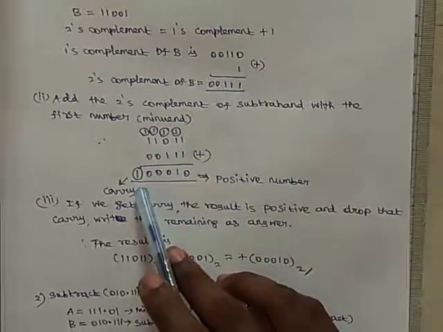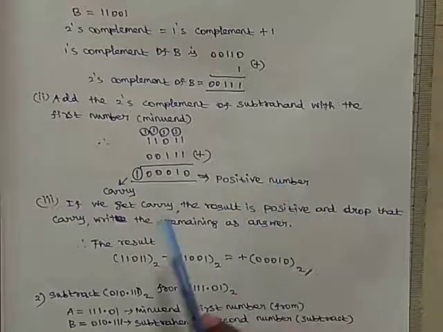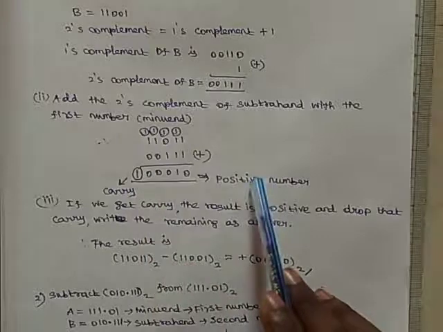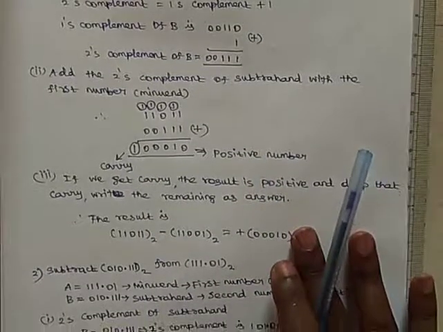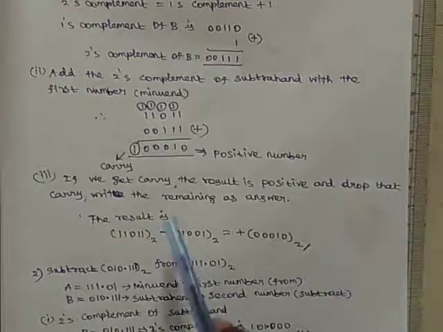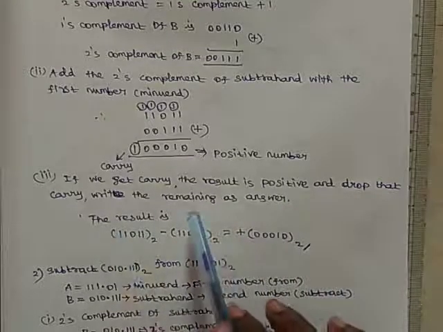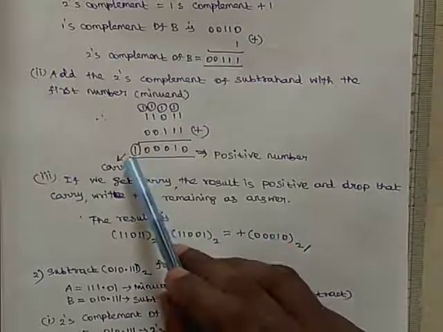So if the carry arises, the number is a positive number. In 1's complement also, if the carry arises, the resulting number is positive. Here also same, right? If we get a carry, the result is positive, and we drop that carry and write the remaining as the answer. So we have to leave this carry.